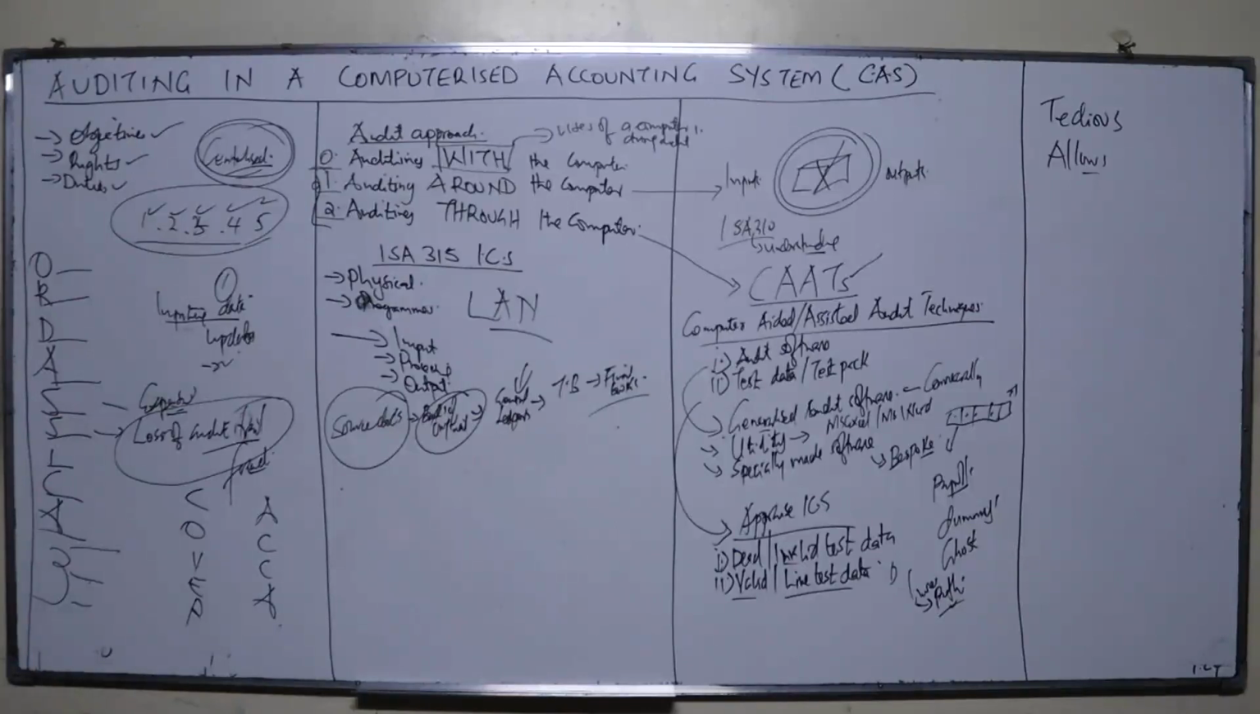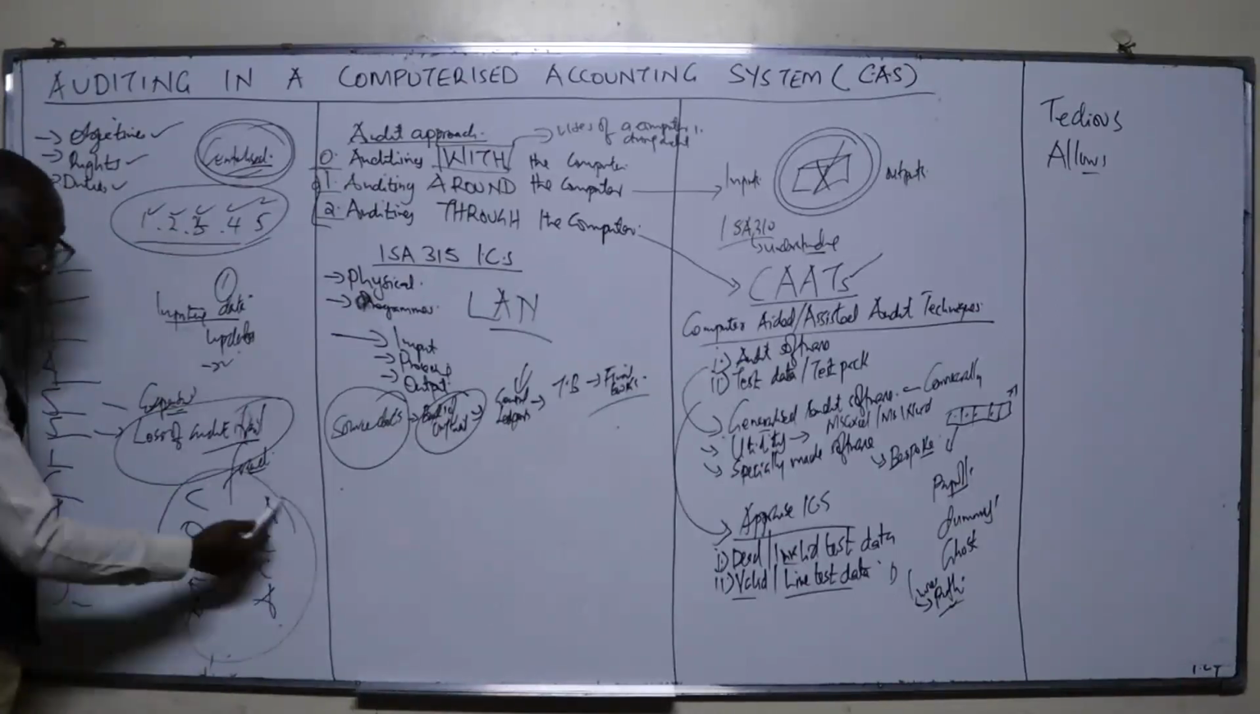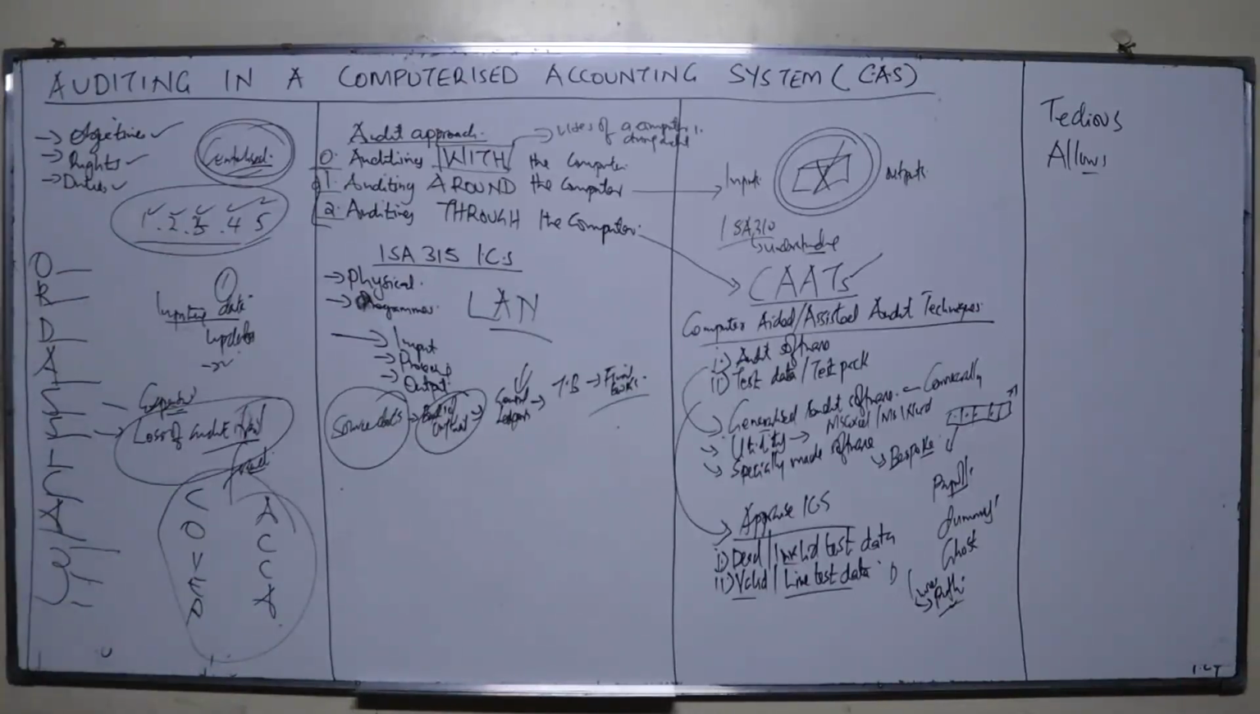ICS is a 315. It's very sensitive. Risks in ICS are matters. Now, in India, I believe we covered this the other day about the assertions.